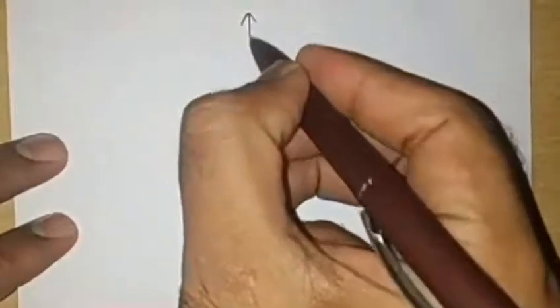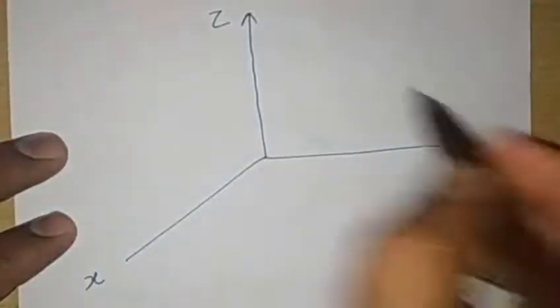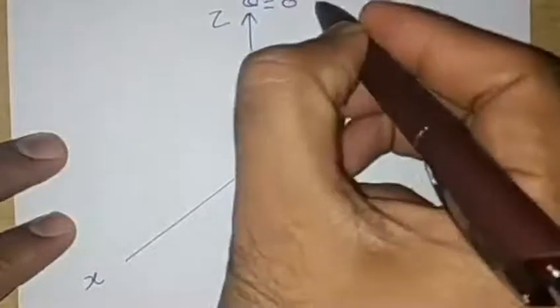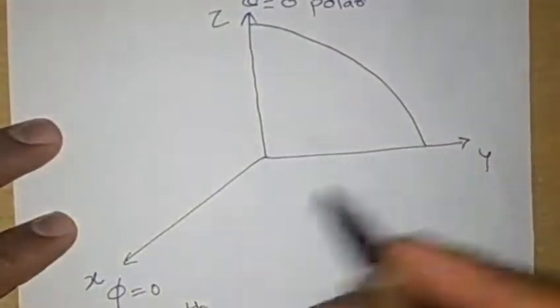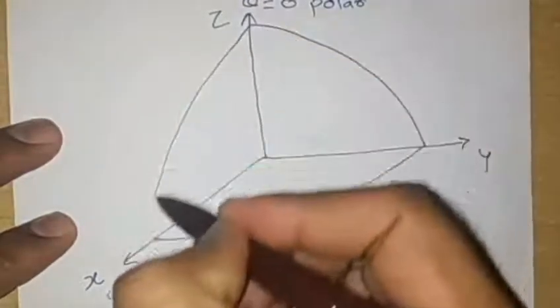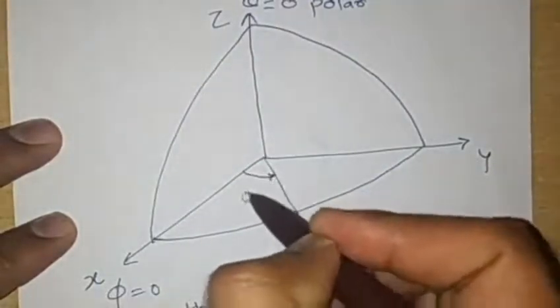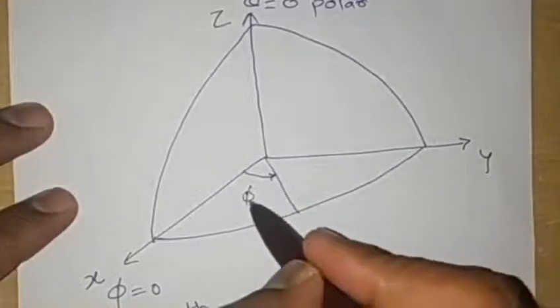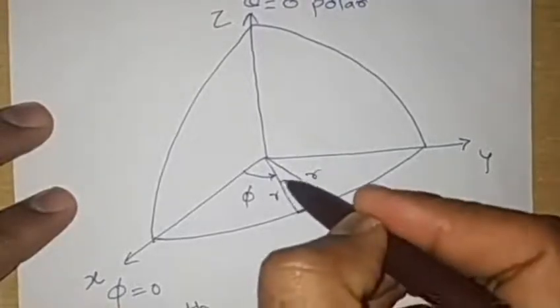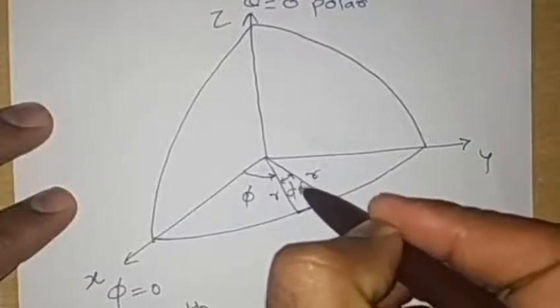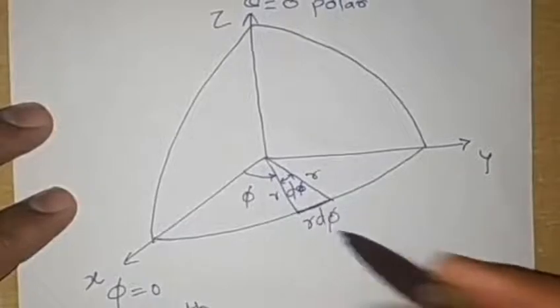So let us develop this diagram by considering 3 axes, namely Z, X and Y. Z axis represents theta equal to 0, which is polar angle, x represents phi equal to 0, which is azimuth angle, and since it is a polar coordinate system, we need to represent the variation in angle phi and theta. So first let's represent the variation in angle phi by considering this arc with radius r and incremental angle d phi. So the arc length becomes r d phi here.